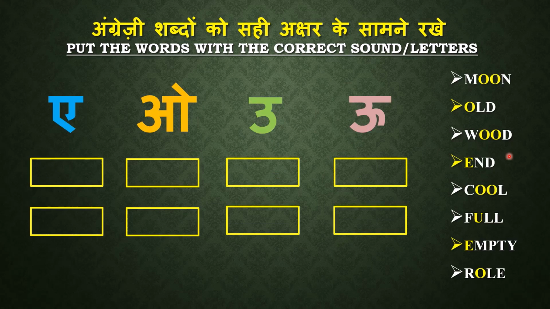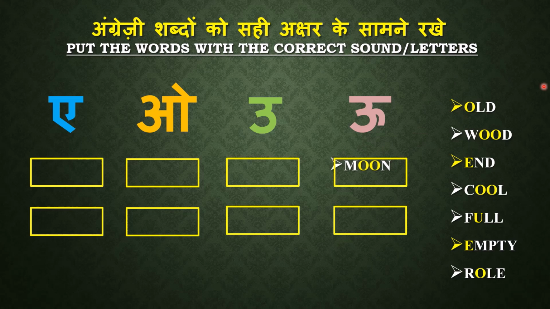The words given here are, let's begin with the first word. But before that, let's check out the vowels. A, O, U, and the longer one, oo. Okay? So the first word, moon. What do we say? Moon. That means longer oo. It will come under oo.